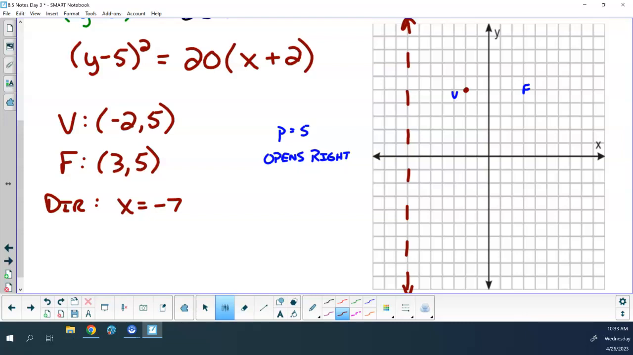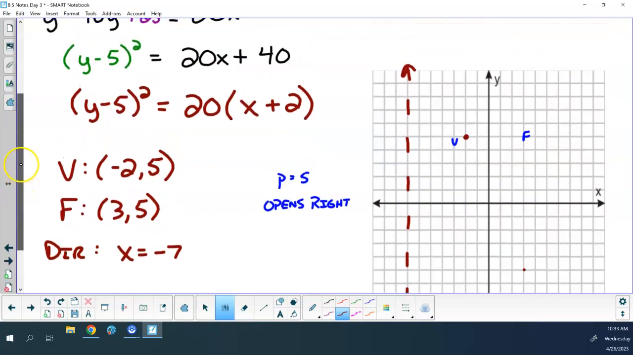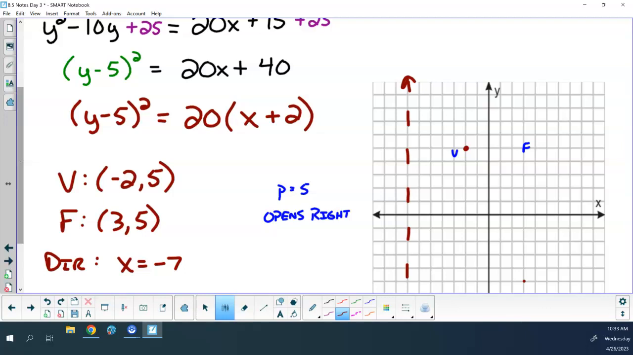Need the width. 10 each way, 10 up, 10 down from the 1, 2, 3, 4, and 5. Ooh, I gotta go way up here now. Up. Okay. What else can you? Oops, we can draw it in now.